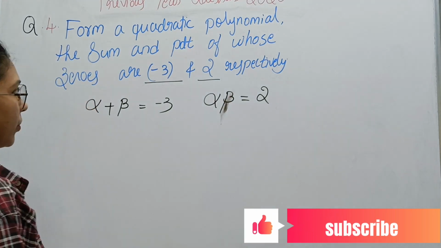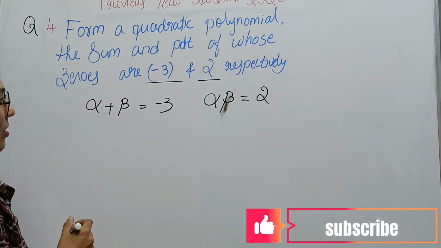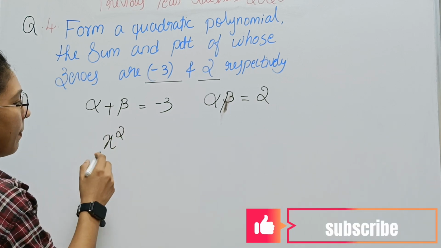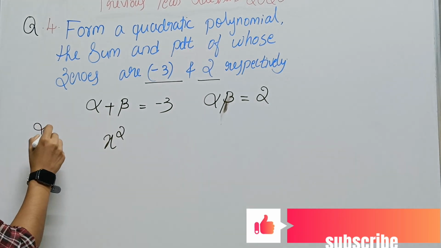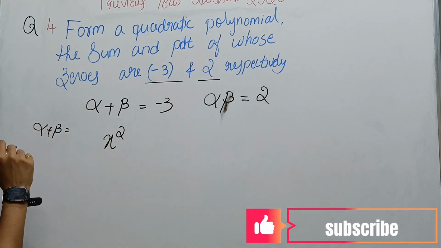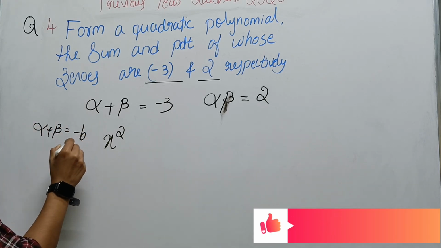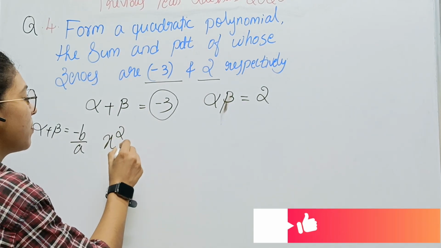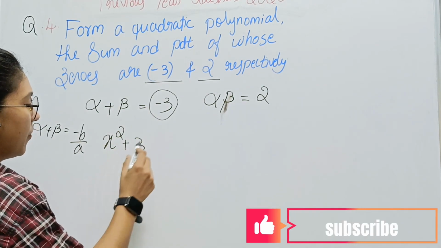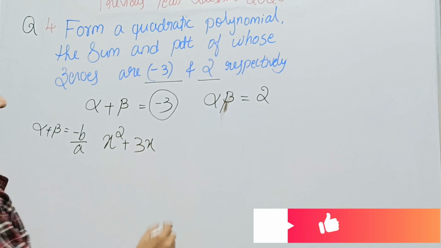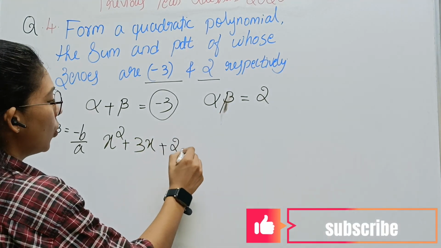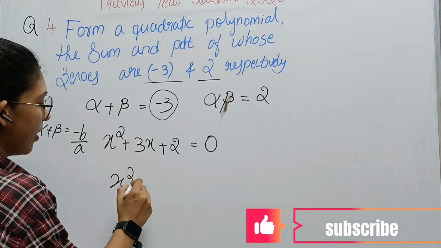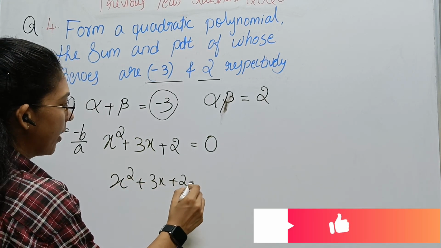Okay, so we have to write down a quadratic polynomial, which will be x square. What is alpha plus beta? We know that alpha plus beta for a quadratic polynomial is minus b upon a. Okay, sum has a minus sign, which means the equation is a positive one. Okay, x square plus 3x plus 2 is equal to 0.